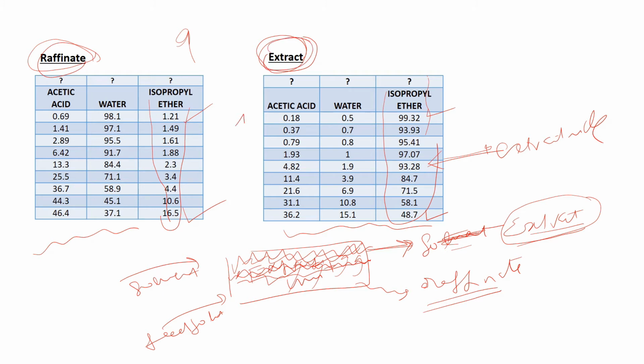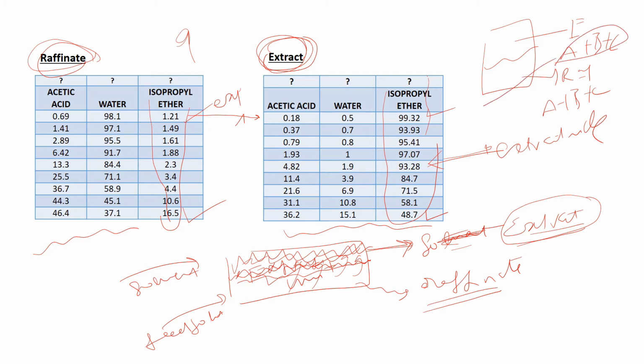So these two are from experiment 1. At the end of experiment 1, you have your extract, you have your raffinate, A plus B plus C, and A plus B plus C. The corresponding composition is this one in the extract side, and the corresponding composition in the raffinate side is this one.